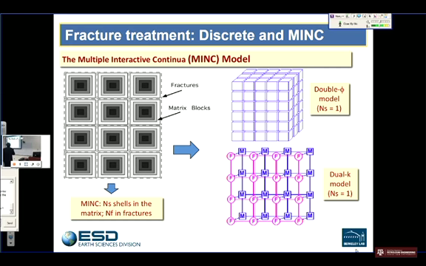There is another technique, and that is called MINC. And that, in essence, allows you to subdivide the domain into two different pieces. There is a fracture subdomain, and there is a matrix subdomain. The simplest realization of this is the double porosity model, where all the flow is in the fractures, and the matrix just feeds the fractures. However, this is just the simplest one of the possibilities.